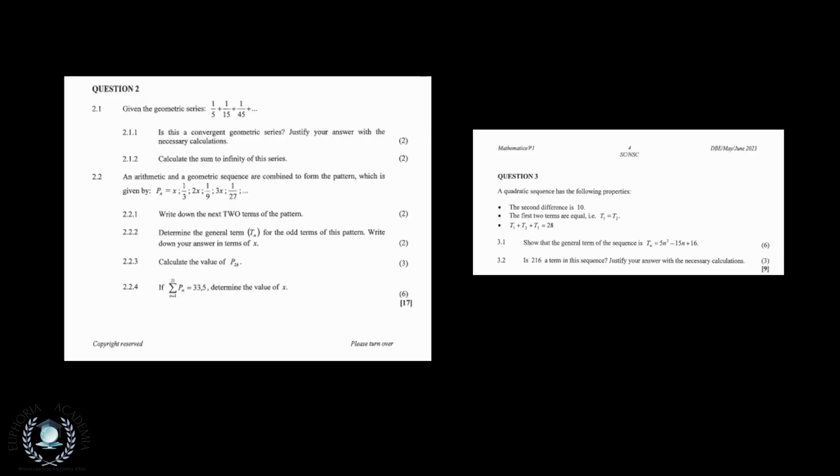Question 2 and 3 form a total of 26 marks, and they start from question 2.1 all the way up until question 3.2. For question 2.1.1, we're asked if the geometric series is converging or if it's diverging. Right, so we already know that we have a geometric series, so we just have to find the value of r, and the value of r will be equal to the second term divided by the first term.